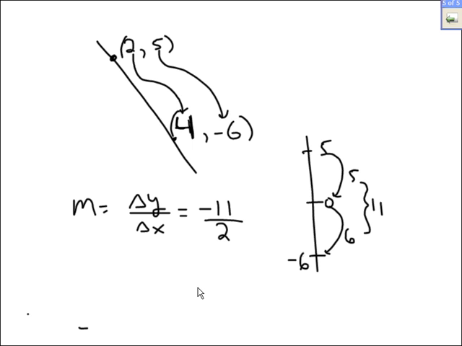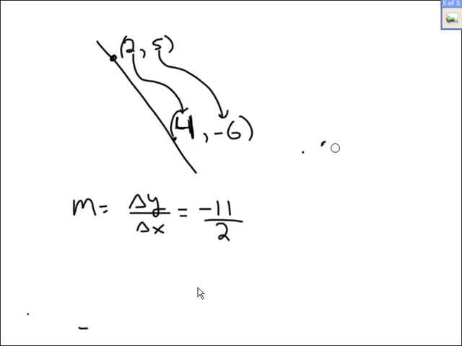Okay. Now, I could ask you as well, what is the slope of a perpendicular line to the given one, to the one on the board right now? What would be the slope of a line that was perpendicular to this line? Now, I'm just going to draw the line again.